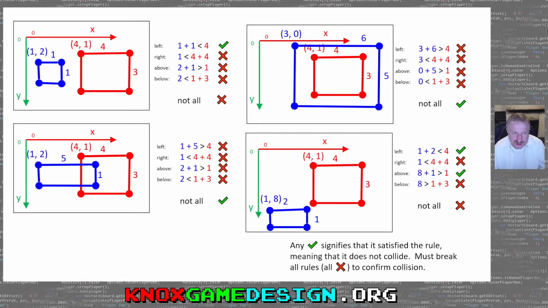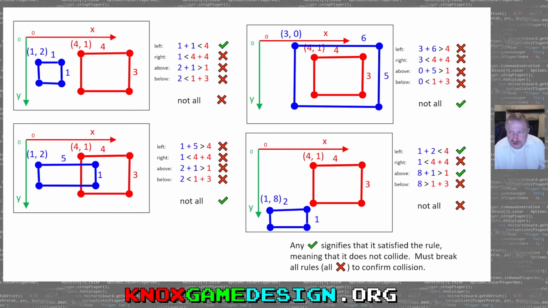We're going to check to see if the rectangle is completely left of the first rectangle. So 1 plus 1 is less than 4. Right off the bat, we know that these two rectangles don't collide because the second rectangle is completely to the left of the first rectangle. I have the other checks up there for the right, above, and below, but it doesn't matter. Unless they're all no, they don't collide.